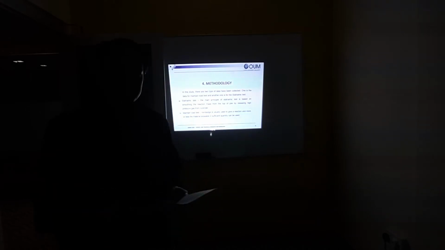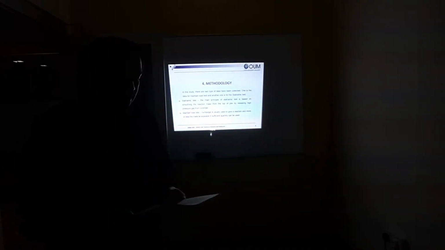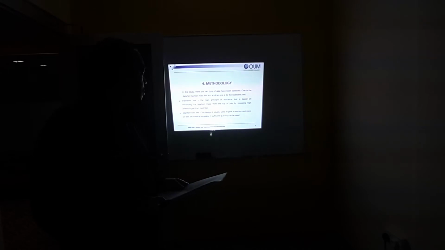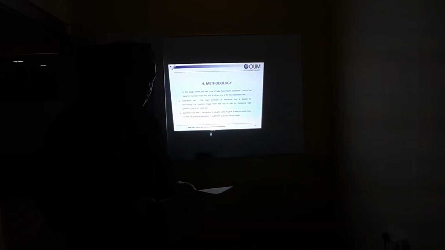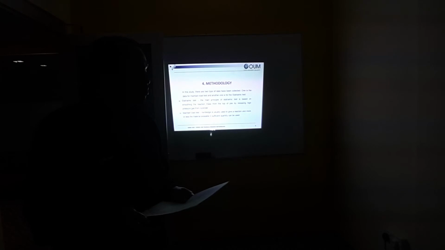Methodology. In this study, two types of data have been collected. One is the data for maintain load test, and the other is for the dynamic test. A. Dynamic test. The main principle of the dynamic test is based on releasing the reaction mass from the top of the pile by releasing high pressure gas from a cylinder. B. Maintain load test. Kentledge is usually used to give a reaction, and more or less any material available in sufficient quantity can be used.